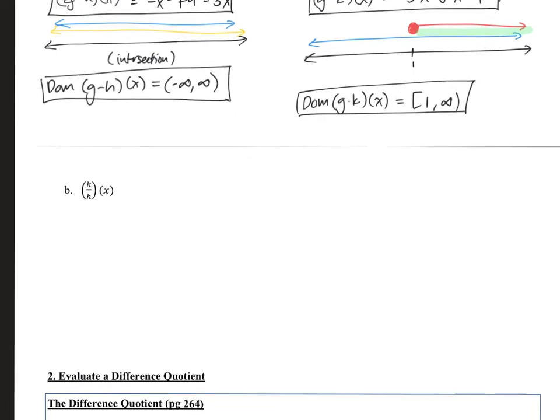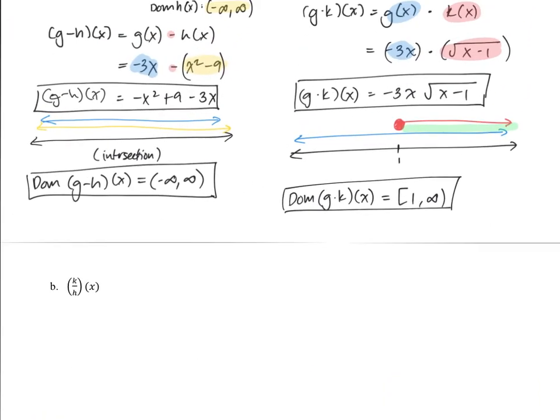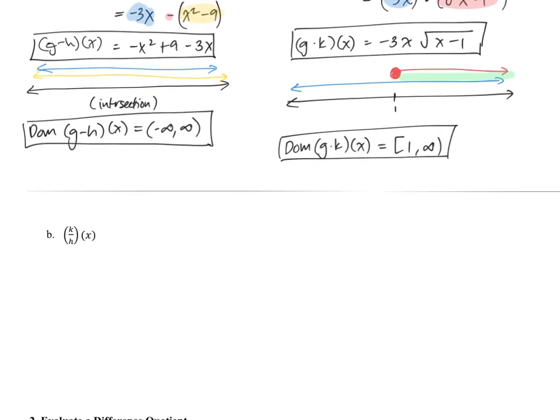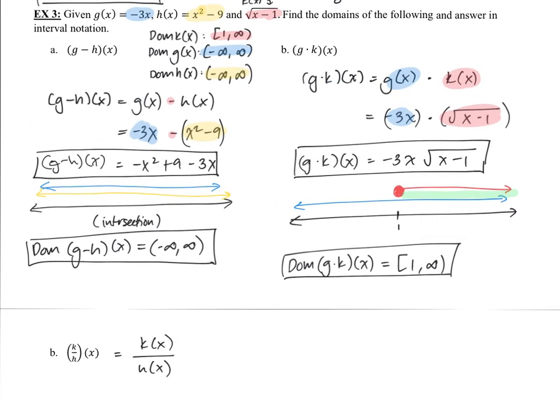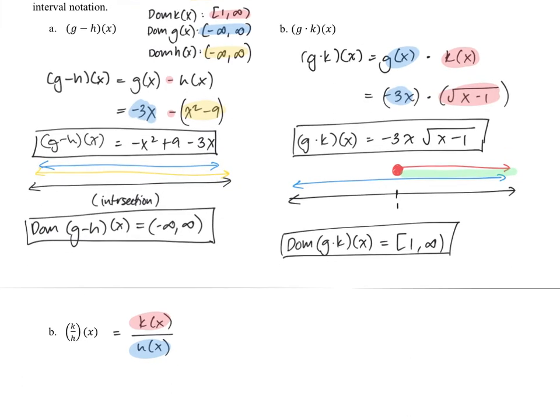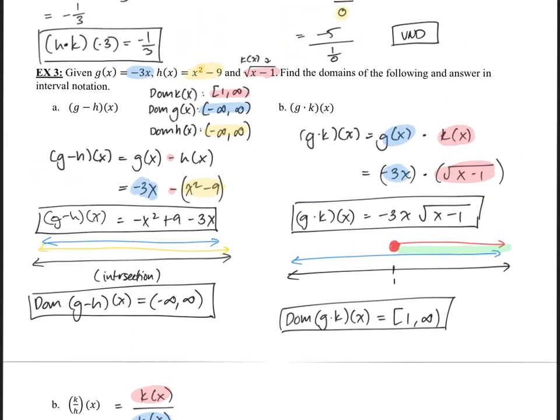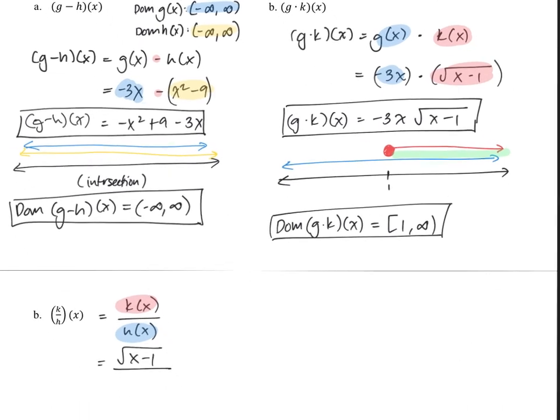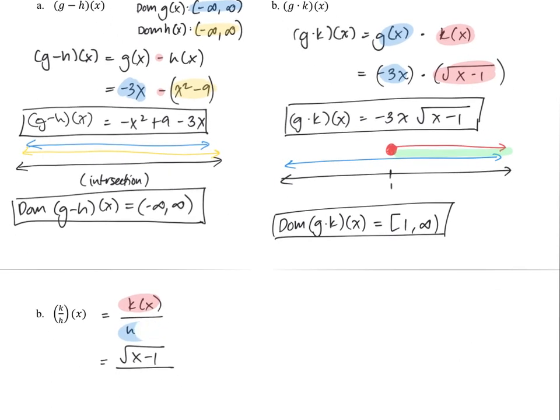Now let's take a look at the last one. We have k divided by h of x. So this is going to be k of x divided by h of x, and let me go ahead and color code this. K is in red, and h is blue. Alright, k is the square root of x minus 1, and h is, h was not blue, h is yellow. Let me erase that real quick.